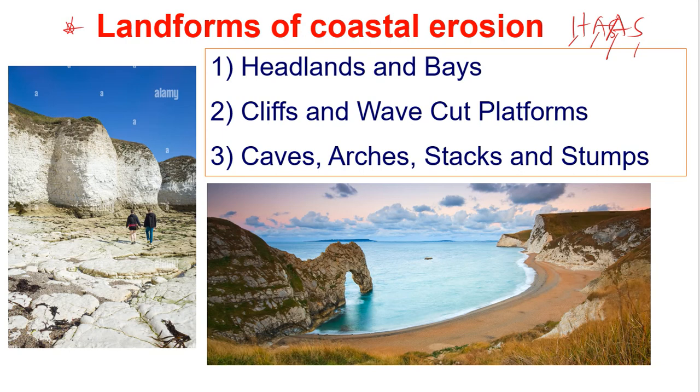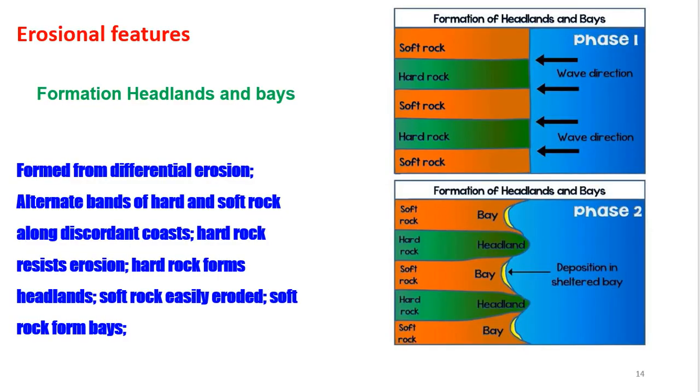Now, there are three major erosional landforms, which are headlands and bays, cliff and wave-cut platforms. Then we look at caves, arcs, stacks, and stumps. These are the three major landforms we're going to be looking at and how they are formed. Now, the first one is headlands and bays. Now, formation of headlands and bays.